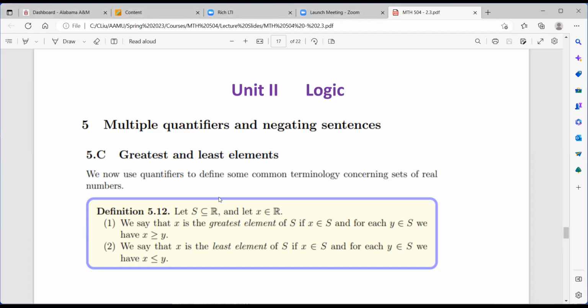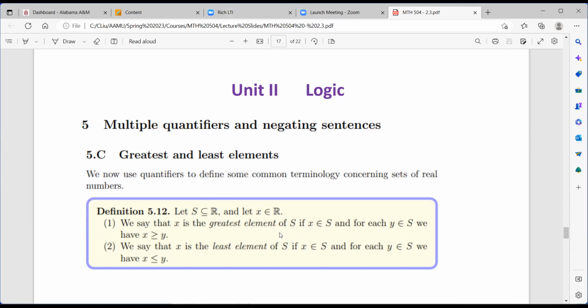So let set S be contained in the real numbers. So S is a set with real numbers, a subset. And x is a real number, all right? It doesn't have to be in S when you write this, okay? Maybe in S, but maybe not. Okay, so we say that x is the greatest element of the set S if x is in S, and also for each y in S, we have x greater than or equal to y.